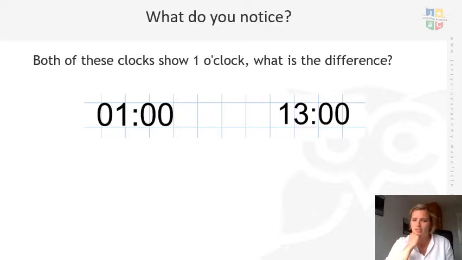Okay, now I've got two clocks here. Both of these clocks show 1 o'clock. What's the difference? But what also is the same? Have a think and then have a listen to the answer.